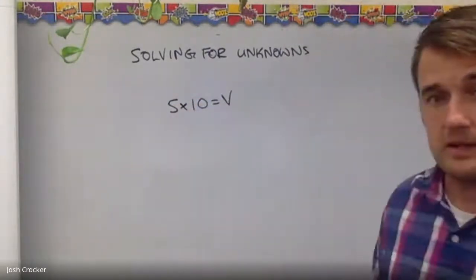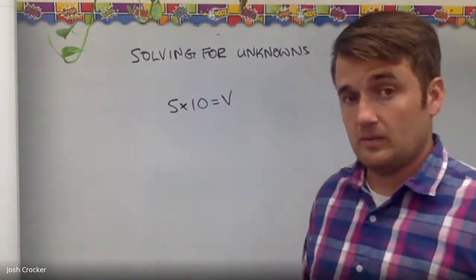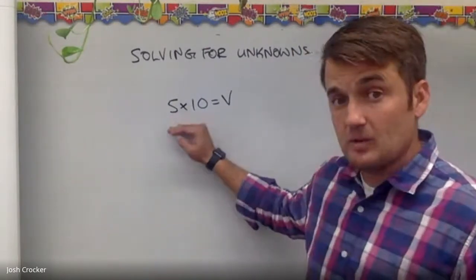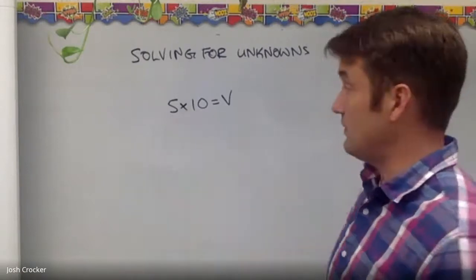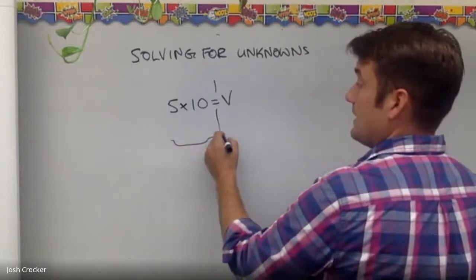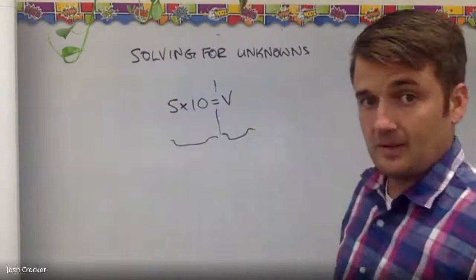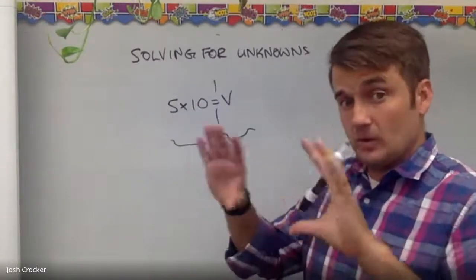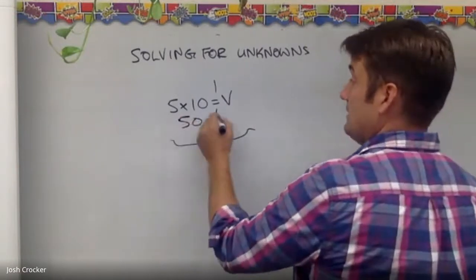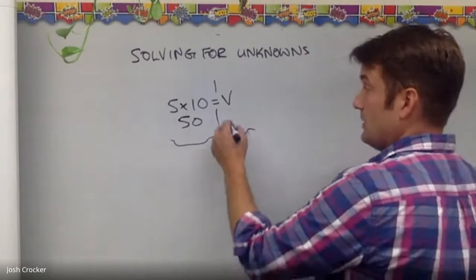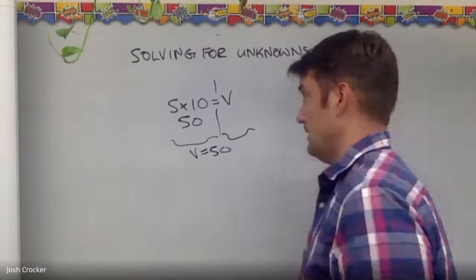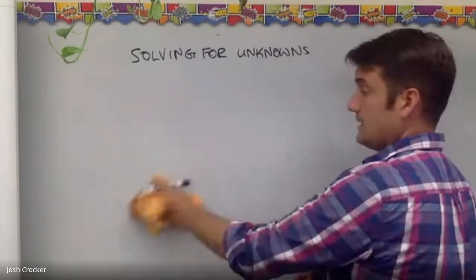Okay, this is probably the most simple example because really what they're asking you to do here is just multiply the two numbers that they gave you. Because if you can figure out this side of the equation, this side has to be the same. Okay? That's what the equal sign means: both sides of this equation are even. So 5 times 10, that's 50. For V to make this equation work, V also has to equal 50. So V equals 50 there. Okay?